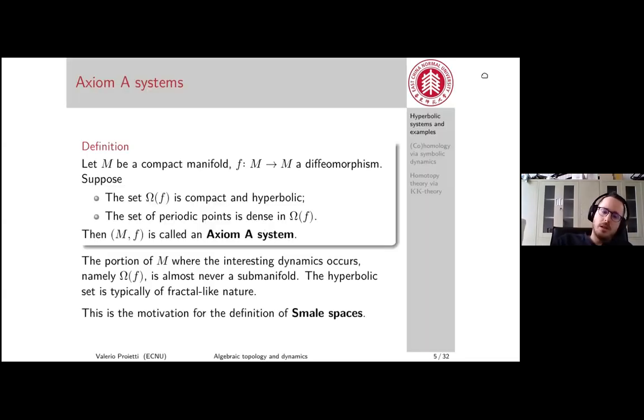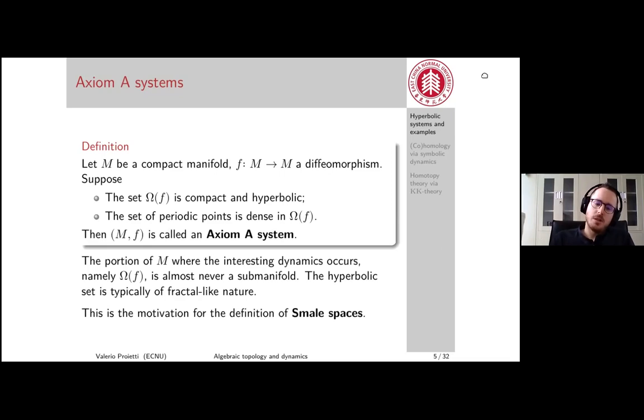So now I have the two things I need. When I am in this situation where the non-wandering points are compact and hyperbolic, which is what we just saw, and also the set of periodic points is dense in the non-wandering points, then I'll call this data an Axiom A system. As I was trying to illustrate with the example of the horseshoe map, even though we have something smooth, the very interesting part of the dynamics occurs in a certain area, namely omega f, which is almost never a submanifold, and very often looks a little bit pathological from the point of view of differential geometry.